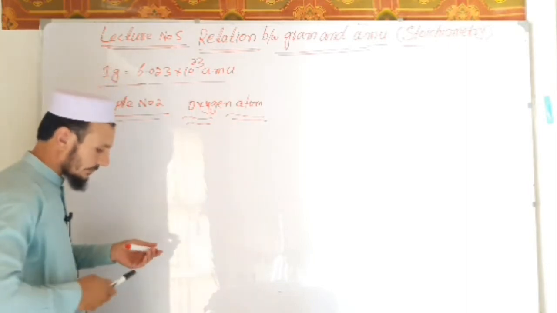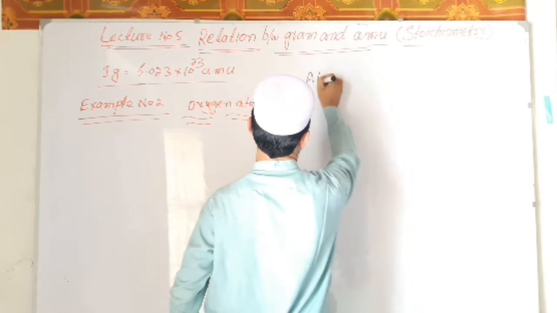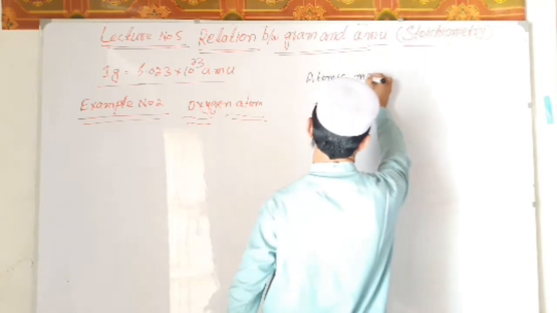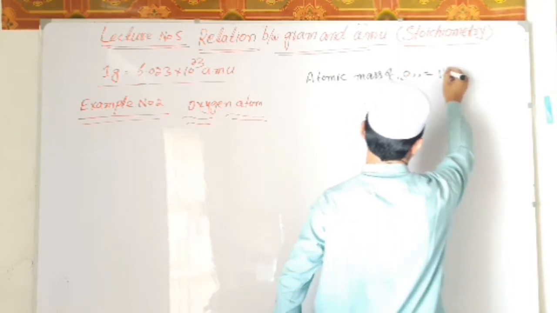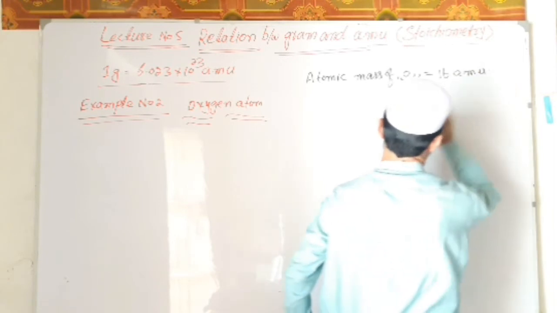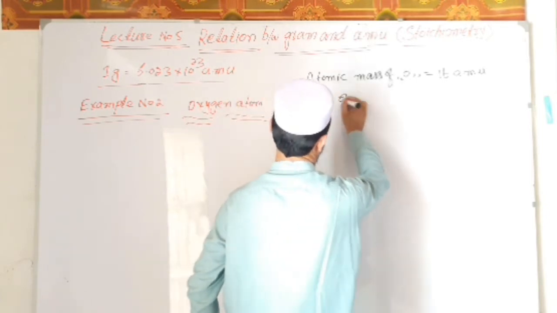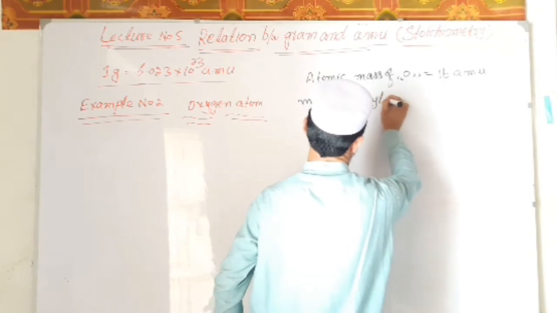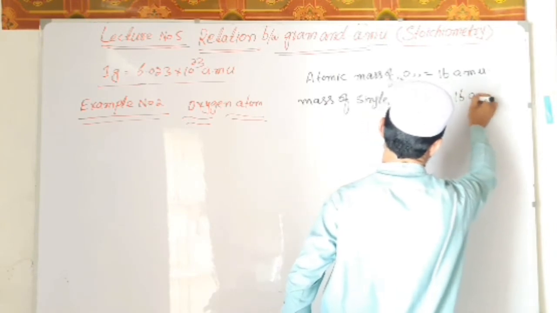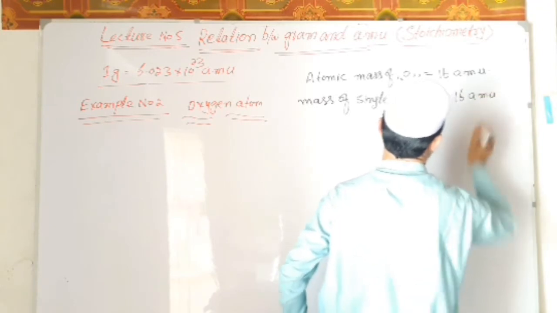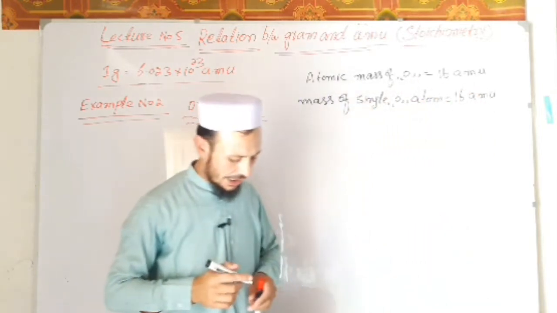So dear students, we know that the atomic mass of oxygen atom is equal to 16 a.m.u. It means that the mass of a single oxygen atom is equal to 16 a.m.u. It means that the mass of a single atom of oxygen in a.m.u is equal to 16 a.m.u.